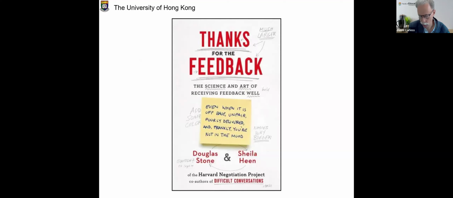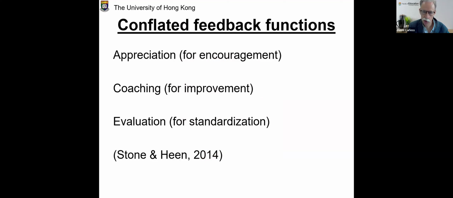And revisiting it reminded me of a particular critical feedback problem. And I think you'll be able to relate to this one. When you do a staff appraisal, either as an appraiser or as an appraisee, when you get feedback from a colleague, when you give feedback to the students, we tend to mix up these three functions.